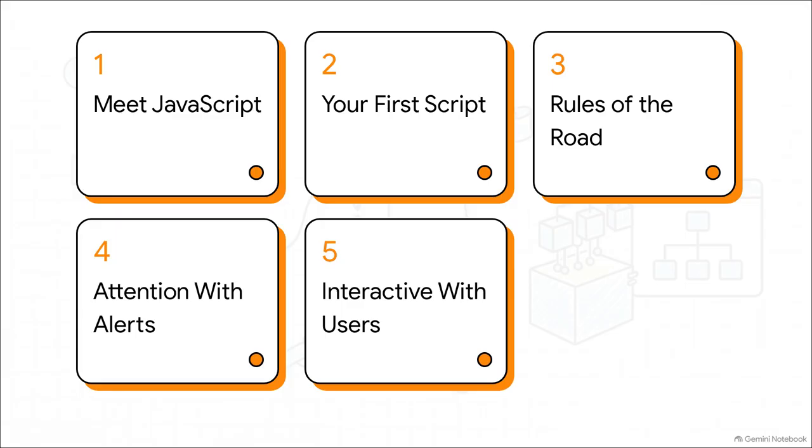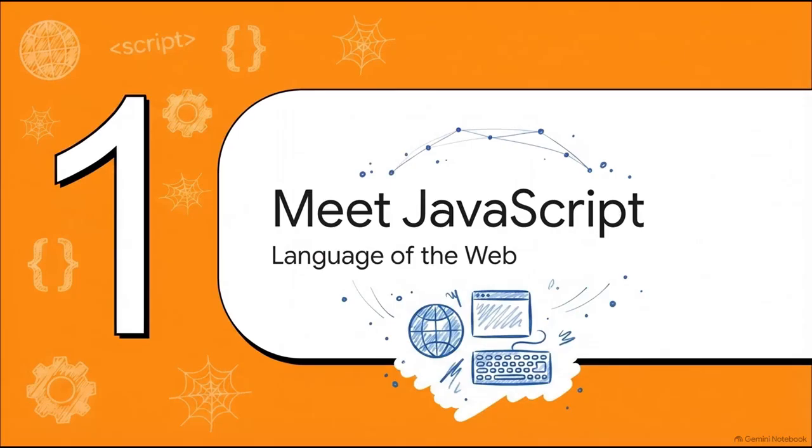Here's our roadmap for today. We'll start by properly meeting JavaScript, and then we're going to write our very first script. After that, we'll establish some essential rules of the road, figure out how to grab attention using alerts, and wrap up by getting fully interactive with our users. So, Section 1. Meet JavaScript, the language of the web.